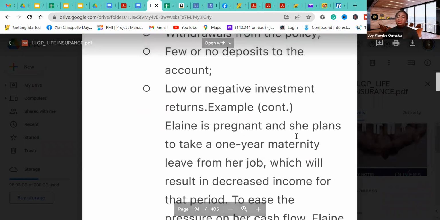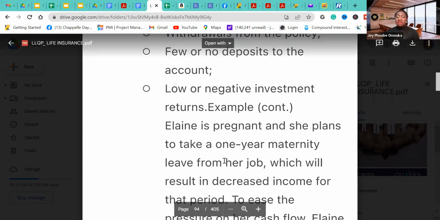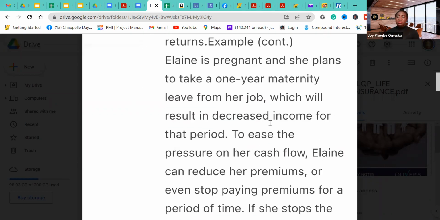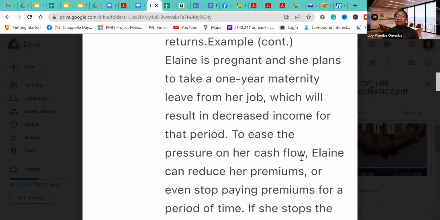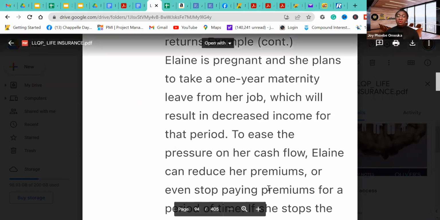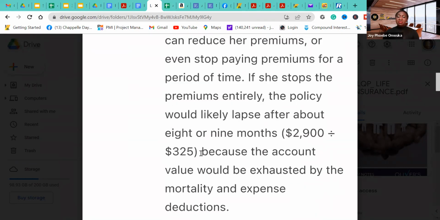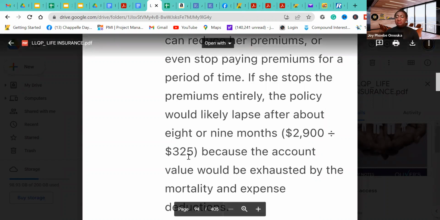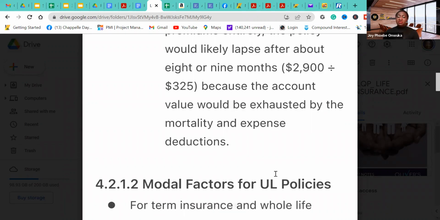Elaine is pregnant and she plans to take 1 year maternity leave from the job, which will result in decreased income for that period. To ease the pressure on her cash flow, Elaine can reduce her premium or even stop paying premium for a period of time. If she stops the premium entirely, the policy will likely lapse after about 8 or 9 months. That is 2,900 divided by 325, which is her minimum deposit, because the account value will be exhausted by the mortality and expense deductions.